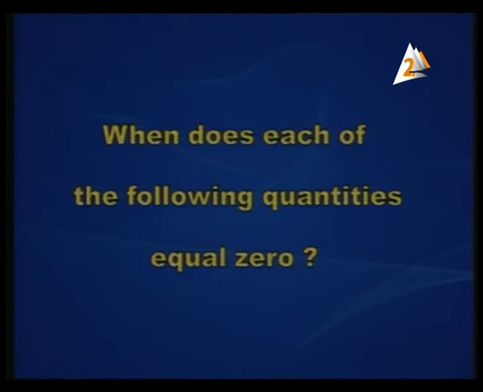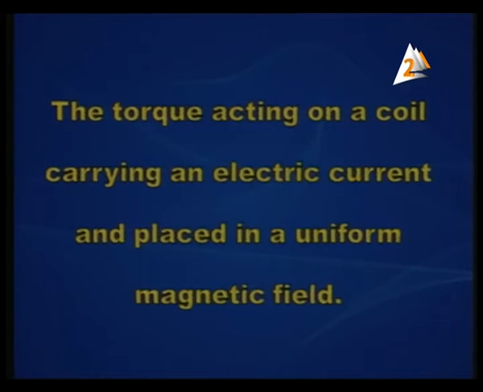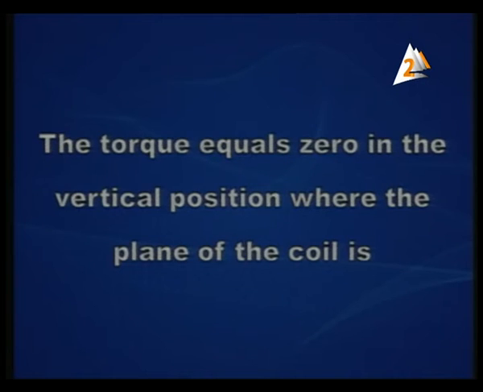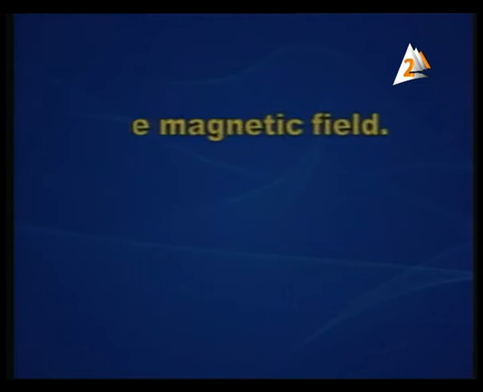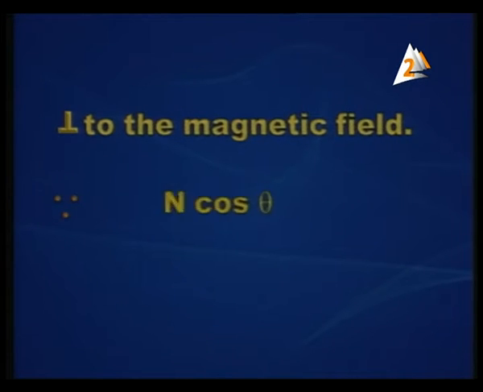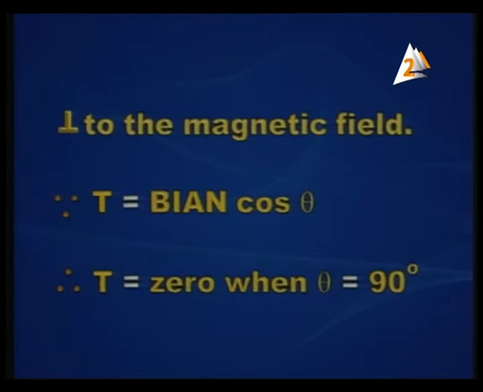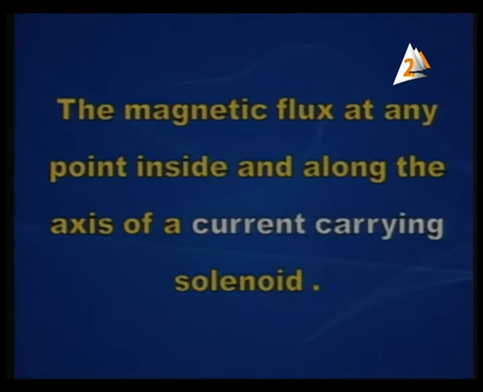Another type of questions: when does each of the following quantities equal 0? When does the torque acting on a coil carrying an electric current placed in a uniform magnetic field equal 0? This happens in the vertical position, where the plane of the coil is perpendicular to the field. Torque is determined from the relation BIA cosine theta. Theta in this particular case is equal to 90, cosine 90 equals 0.